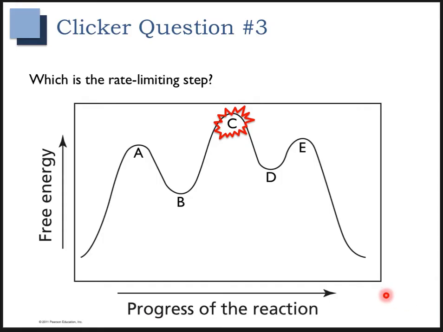Okay, so hopefully you correctly guessed C. So the rate limiting step, this reaction here has three transition states. You can see here A, C, and E are transition states. B and D are going to be intermediates. And C is the highest point in the reaction coordinate diagram, so that would be the rate limiting step of this particular reaction.